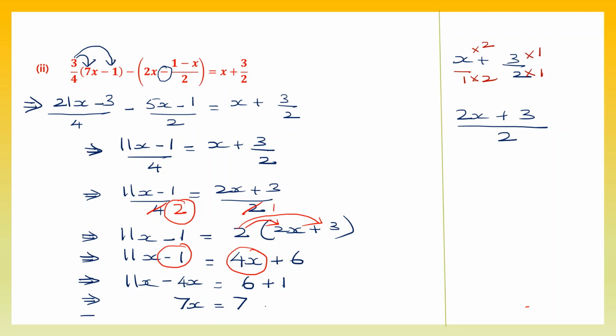So now to find the value of x, I can say x is equal to 7 by 7 because I have transposed this 7 to the right hand side. 7 by 7 is 1. So I have found the value of x. X is equal to 1. So this is my final answer.